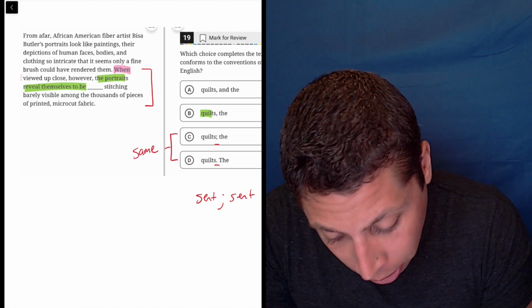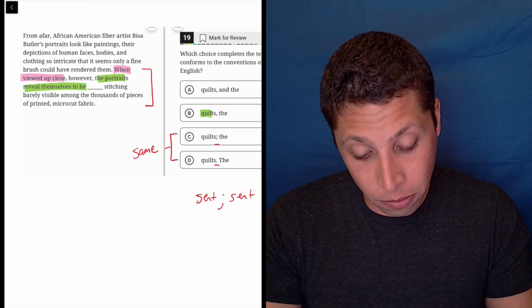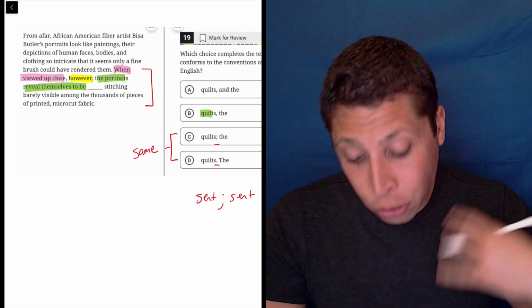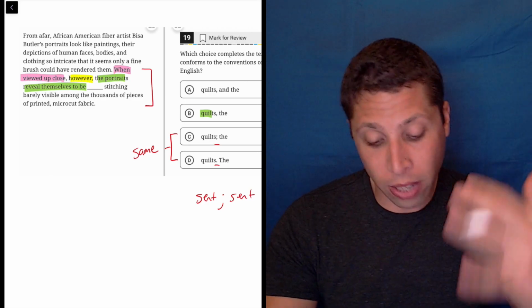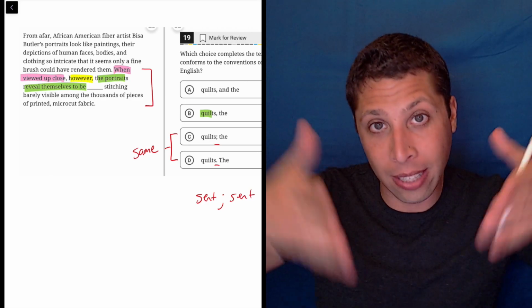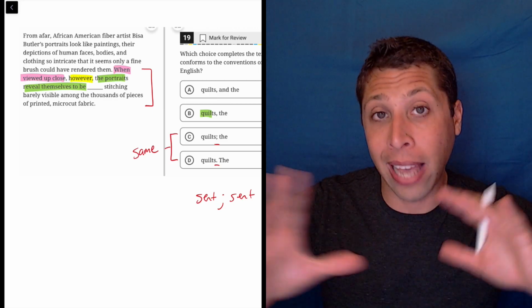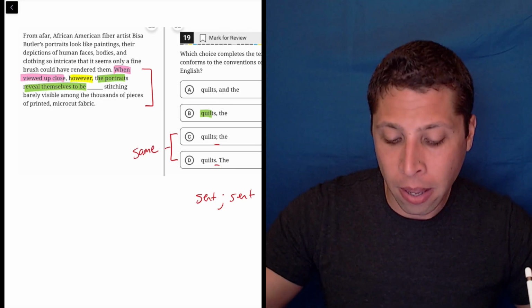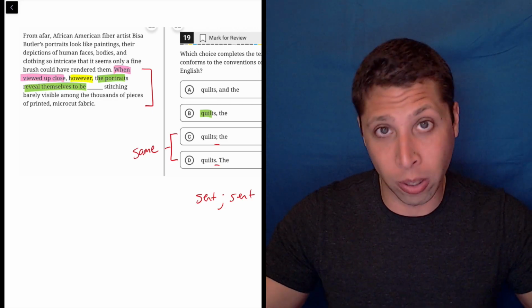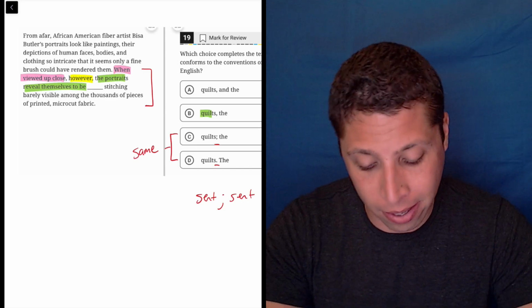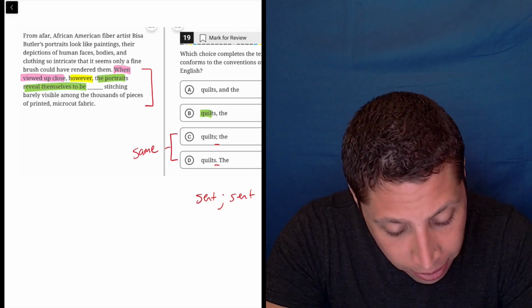So I have an intro clause, when viewed up close. I have another kind of interruption here, a transition-y word, and those commas are also letting us insert that in the sentence. But even without the however, I would still need a comma between close and the portraits to attach this extra piece to the sentence. Then the weird part happens.